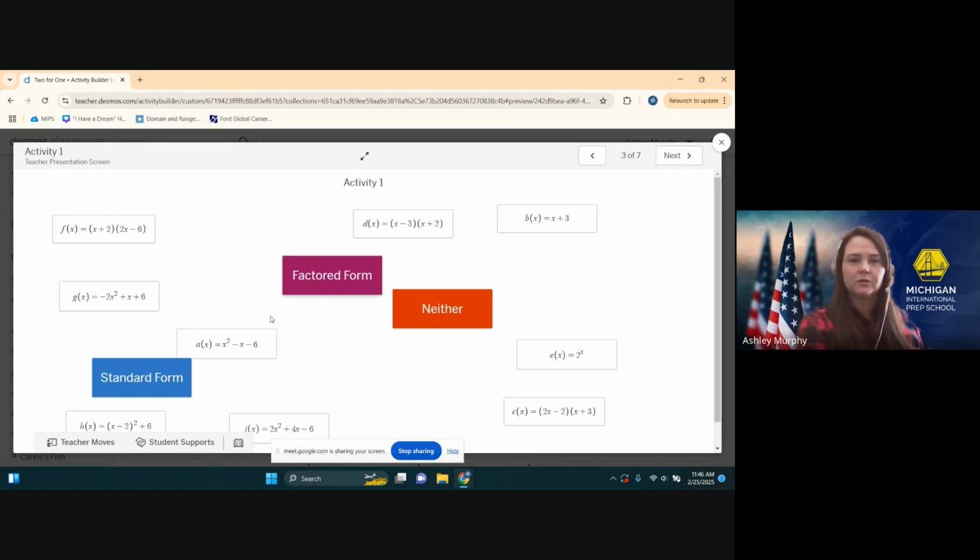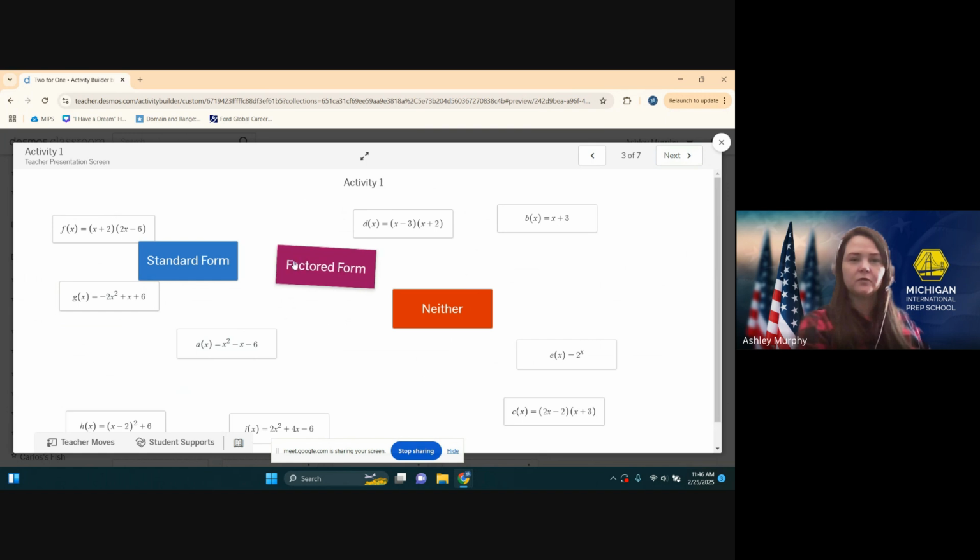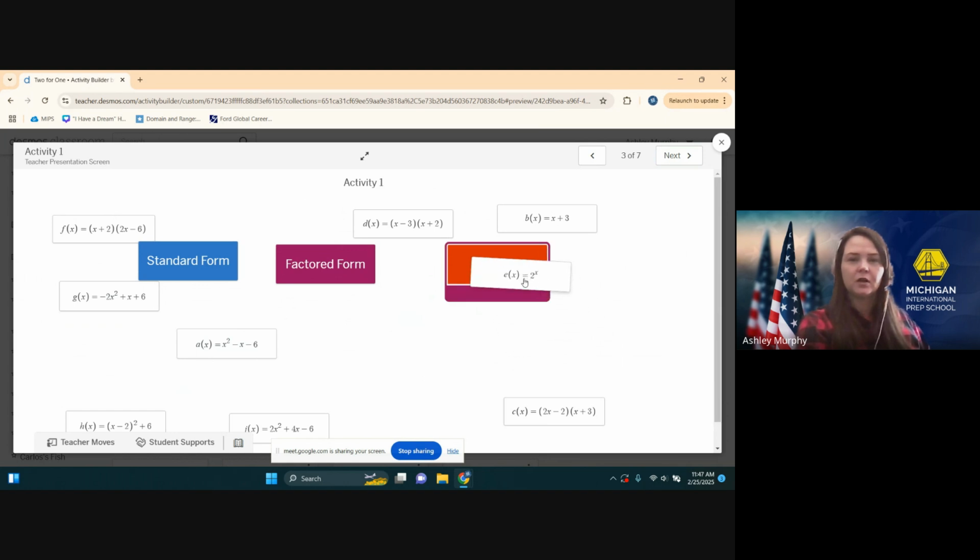All right, we're going to do it again. We need standard form, factored form, and then anything else that's left over. So exponentials are not factored or in standard form. Linears, again, not factored. And then there was this, these are all the same function. So here's this vertex form.